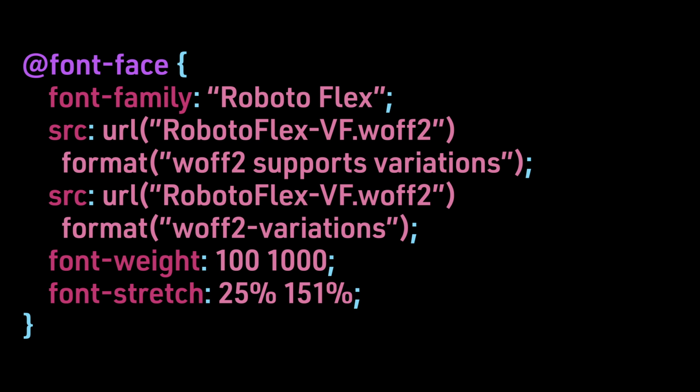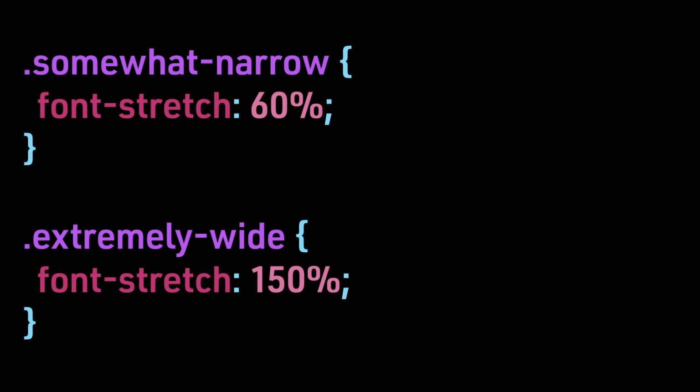You can see that there are some differences from what we have been learning. Since variable fonts are new, they are not fully supported. The format WOFF2 variations is current, but will be deprecated, while WOFF2 supports variations is a future format. Two numbers are indicated for font weight and font stretch, since you should indicate the range of supported weights and percentage of stretch. When using a variable font, you will want to indicate the amount of stretch you desire. Dot somewhat narrow, font stretch 60%. Dot extremely wide, font stretch 150%.